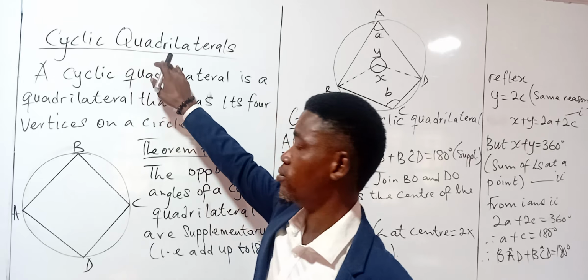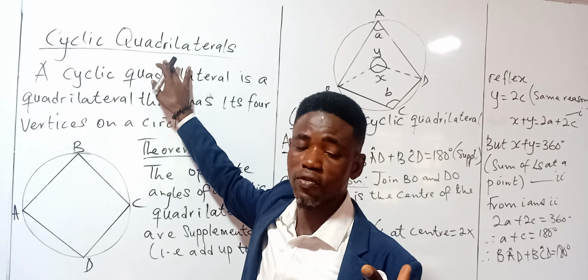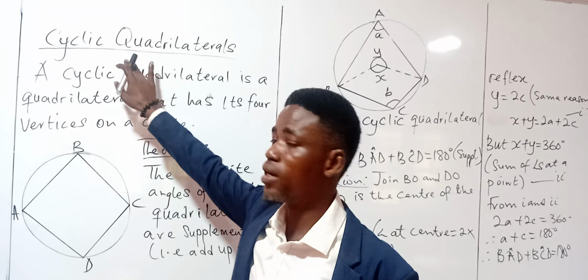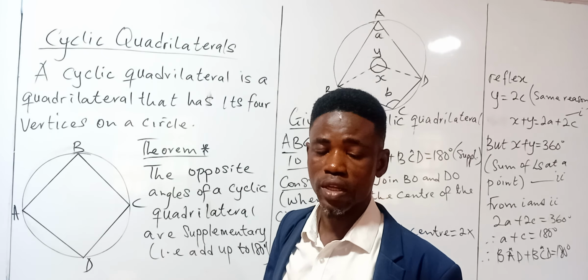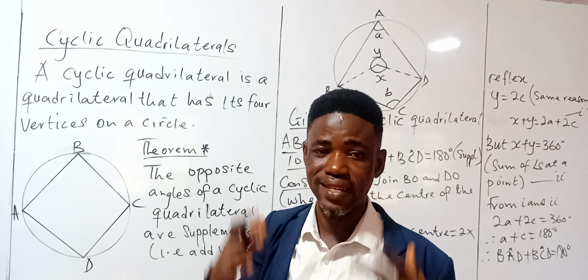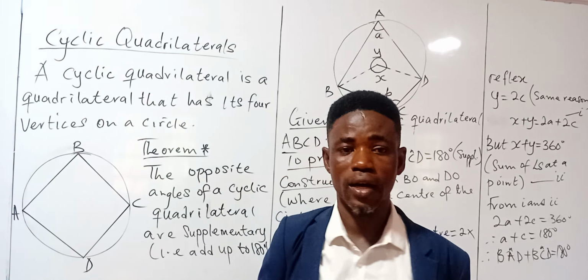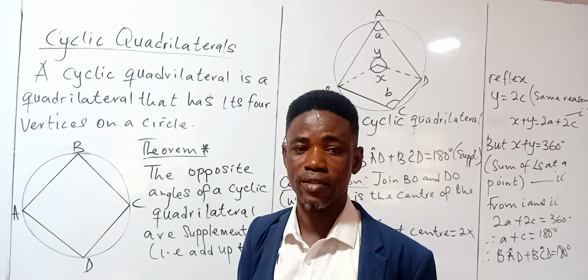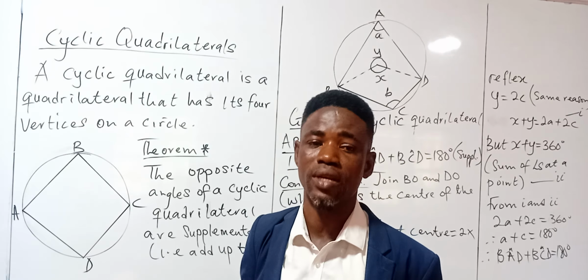This is another theorem in circle geometry 1. If today is your first time of seeing my video, I started with the midpoint of a chord. After that, I also looked at angles in a circle. Then I considered the angle in a semicircle, which is always 90 degrees. Then the other one is angles in a segment.